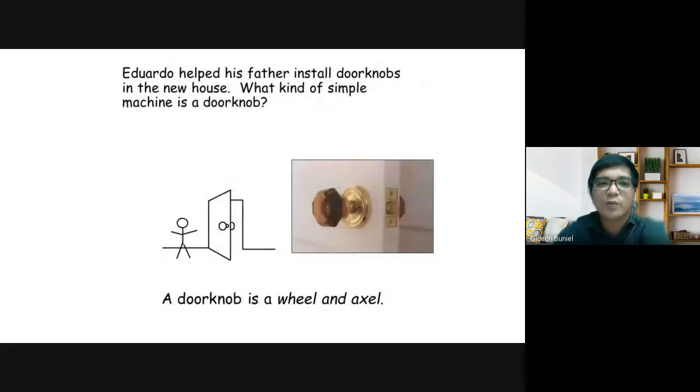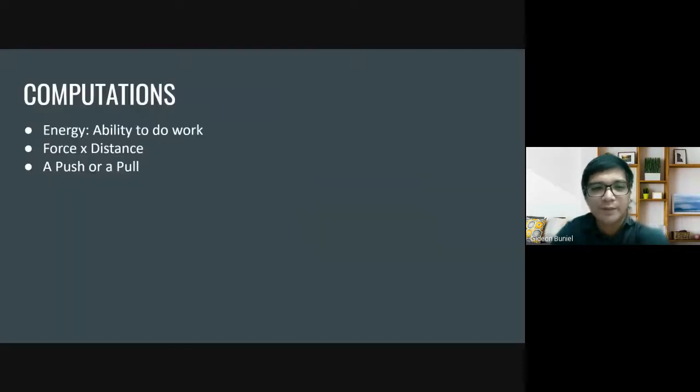The next one, Eduardo helped his father install doorknobs in the new house. What kind of simple machine is a doorknob? A doorknob is a wheel and axle. So during the exam, if we ask what an example of a wheel and axle is, then you can answer a doorknob. So that's an example. Just have to remember it.